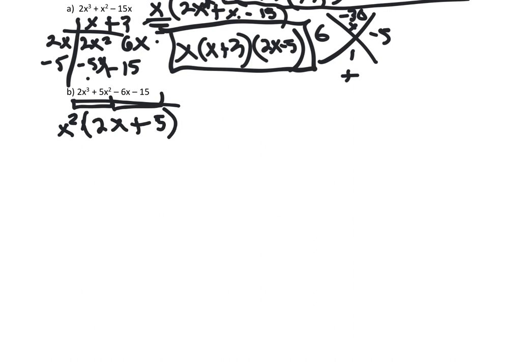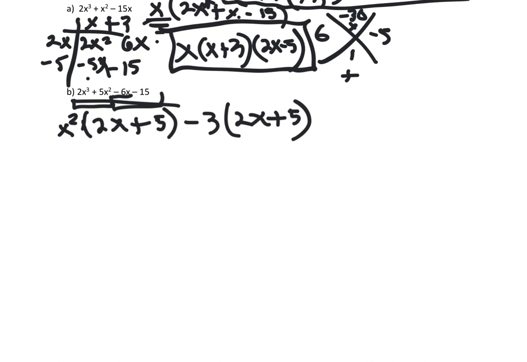Then we have a negative 6x and a negative 15. And so because the sign of this negative 6 is negative, we're going to have minus. And then we're going to look for the greatest common factor of negative 6x and negative 15, which is going to be, and again, because we want a negative value, negative 3. So we have minus 3 times 2x plus 5.